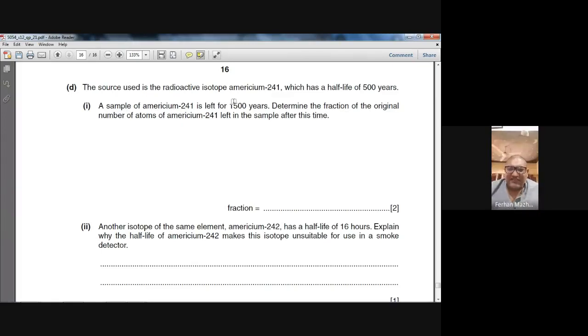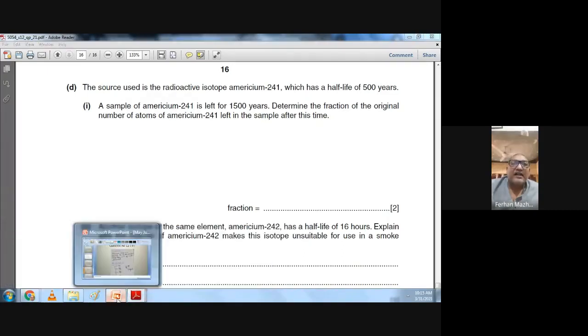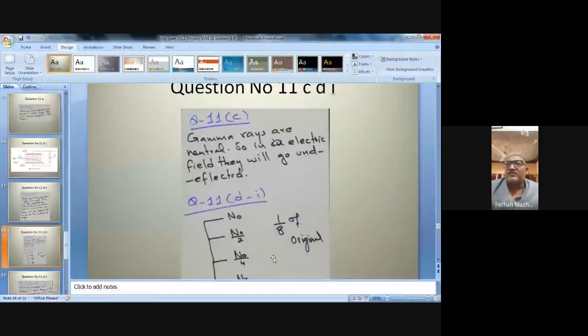Total time passed is 1500 years. One half-life is 500 years. So divide 1500 years by 500 and you will get 3. It means 3 half-lives have passed. I've done this on a grid. Let me show you my work.